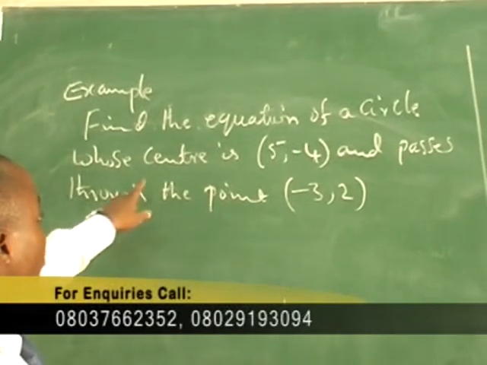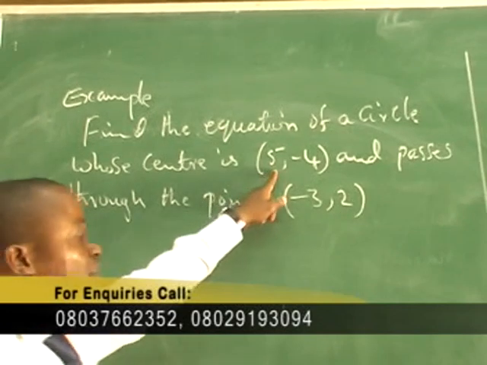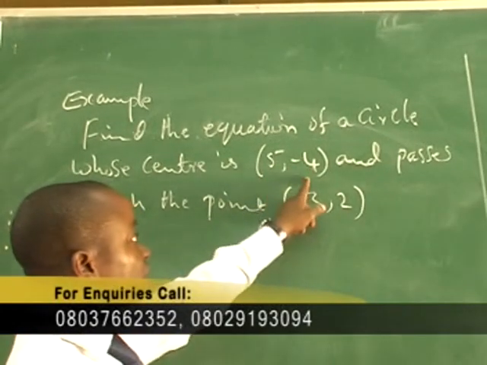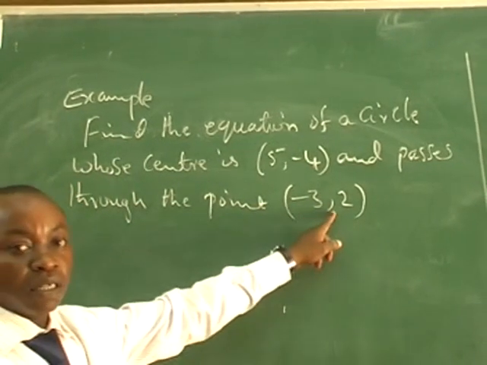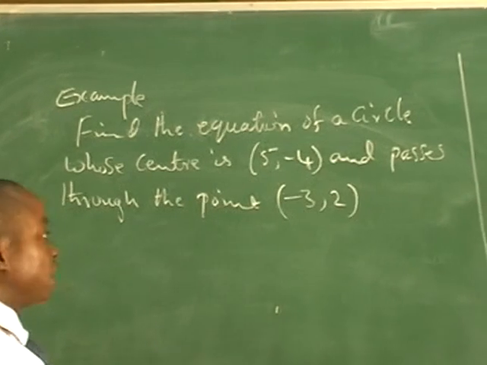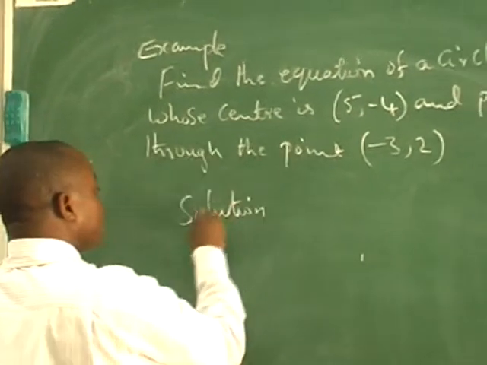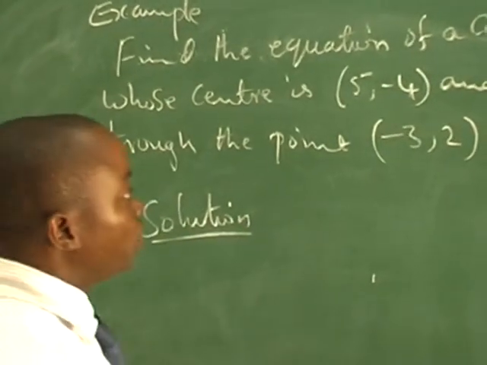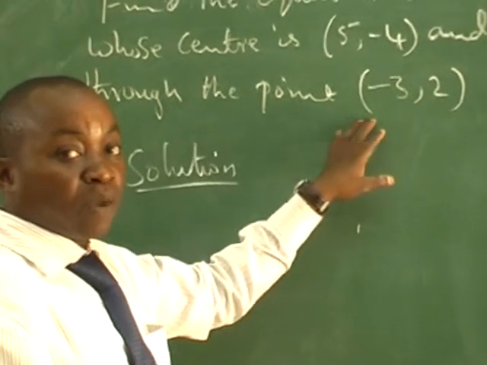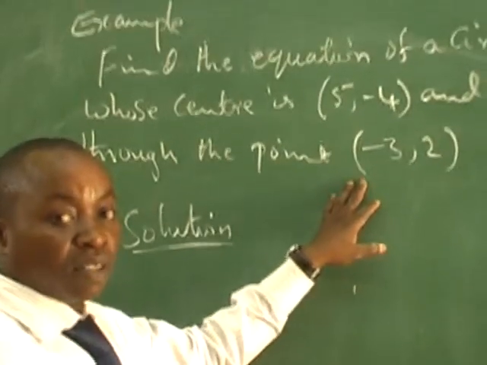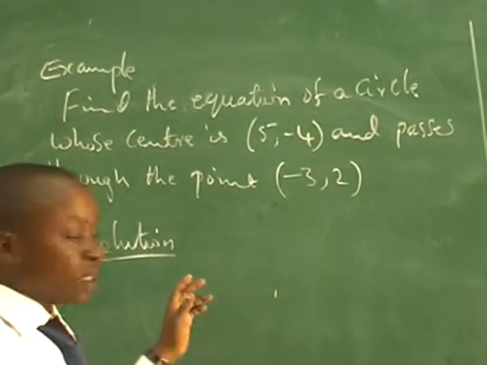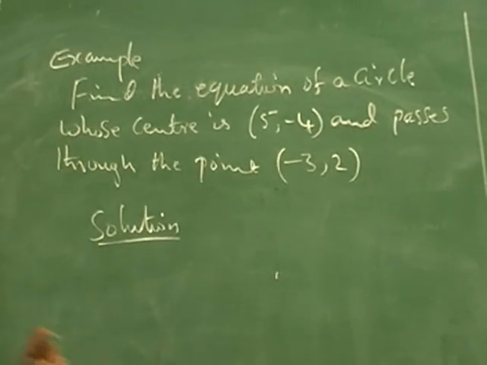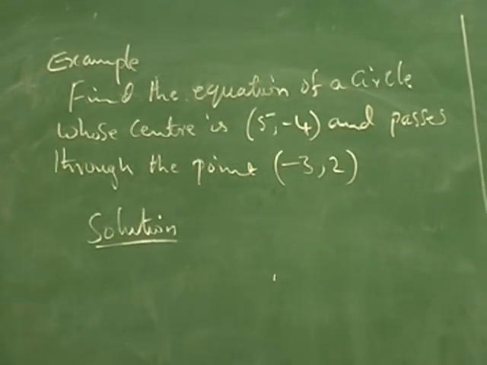Find the equation of the circle whose center is 5 and minus 4, that is the coordinates of the center, and passes through the points minus 3 and 2. Now, we will take the solution. If you look at this question, you see that in this particular type, you are not given the radius of the circle, like the one we just finished. They gave us the radius 2 and the coordinates. Now, what we will do is to first of all find the radius. And how do we find the radius?